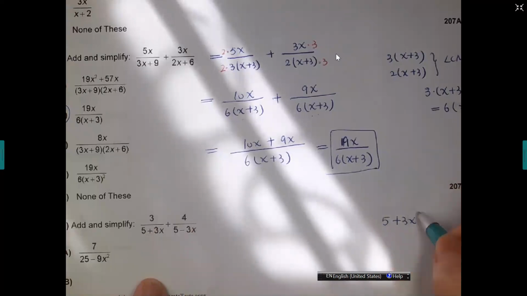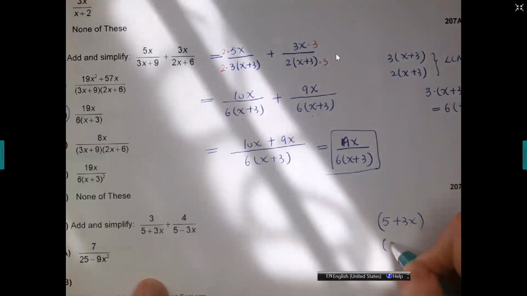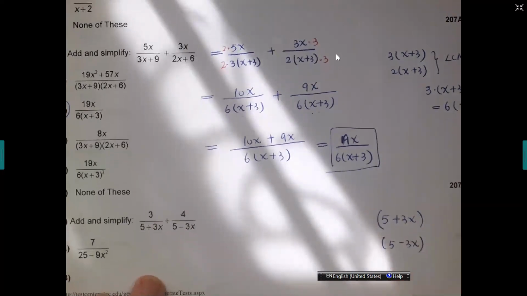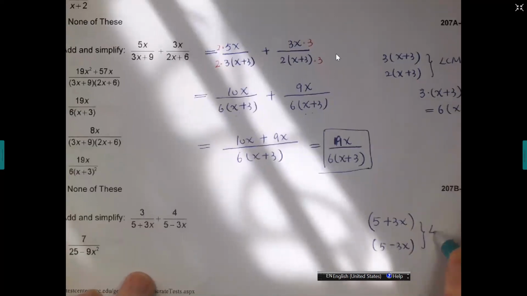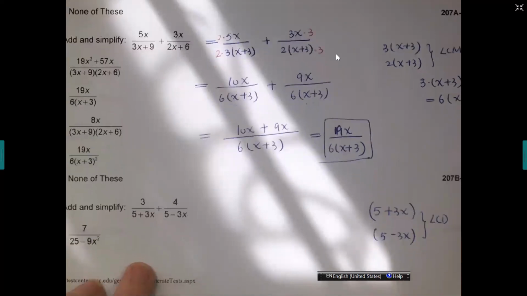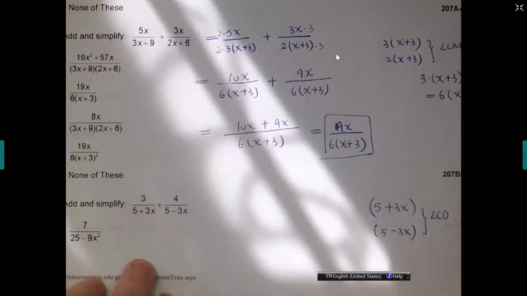Because this one cannot be factored, I put it into one parenthesis. The second denominator is 5 minus 3x. It is not factorable either. So for those two factors, I want to write down their least common multiple. Okay, this one is easy. This factor appears once, 0 times, so in the least common multiple, it will appear once.